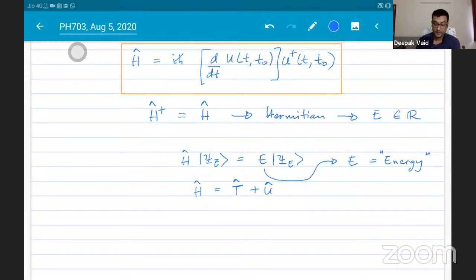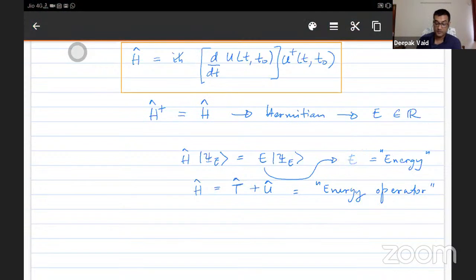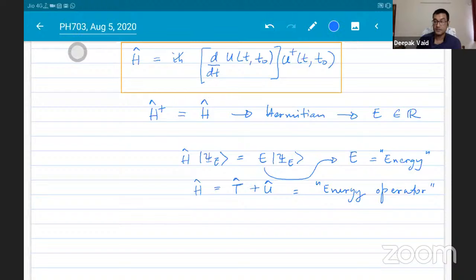This is the energy operator. So if we have the position operator, what are the eigenvalues of the position operator? The eigenvalues of the position operator are positions. Eigenvalues of the momentum operator are the allowed momenta of the system. These are the allowed energies.